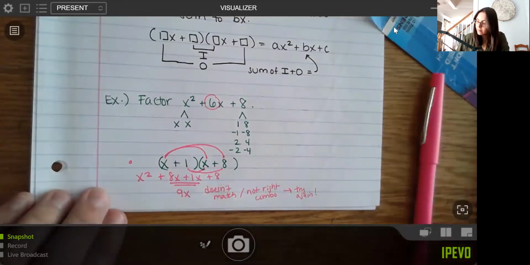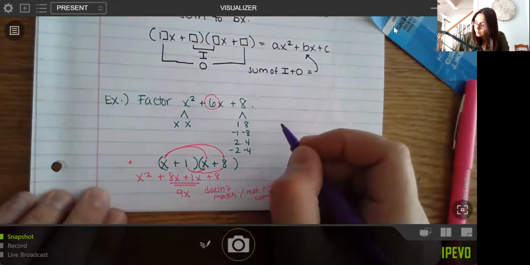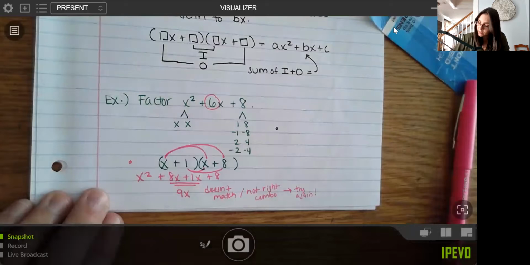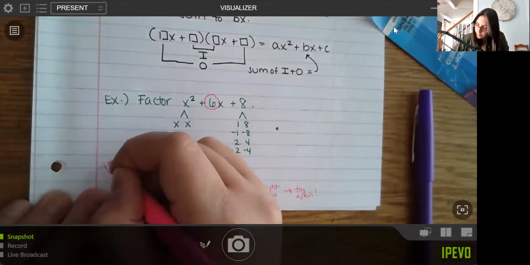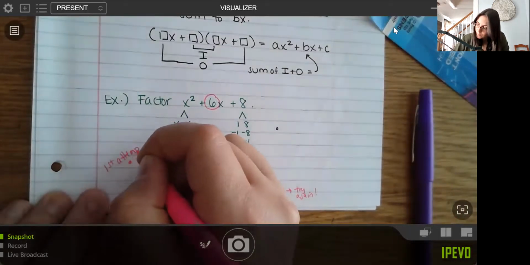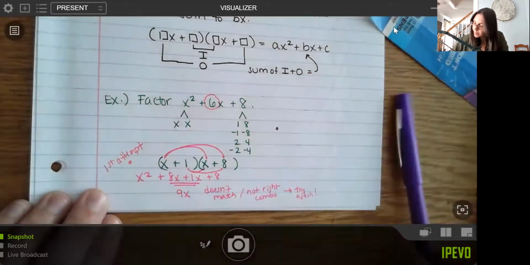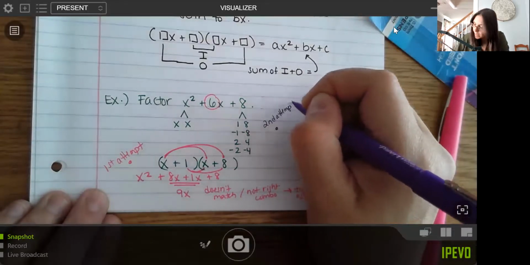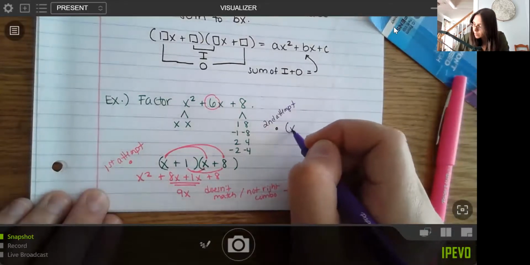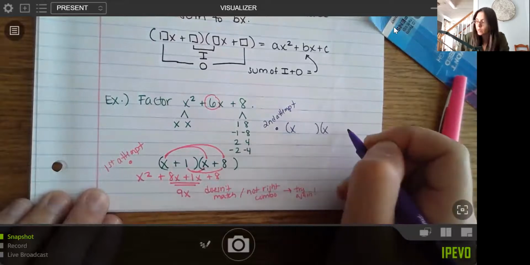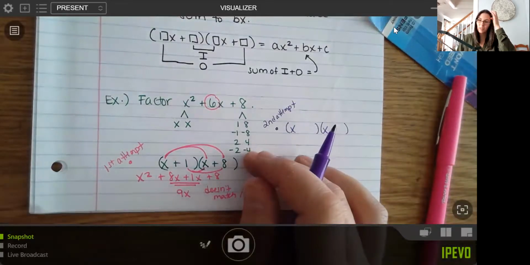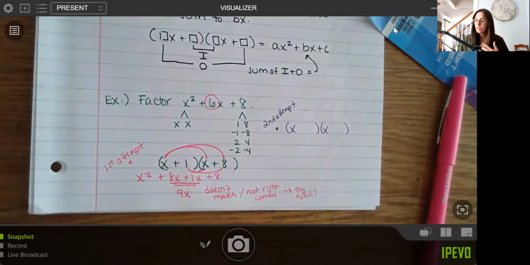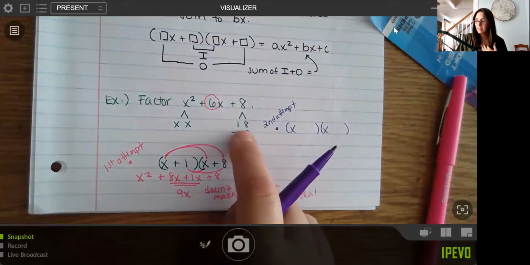So let's try again. I'm just going to do it right over here. Okay, so this was first attempt. And this is going to be second attempt. Now, if you're good at your multiplication tables, then you can hopefully think through some of these factors in your head first. So I know 1 and 8 didn't work.